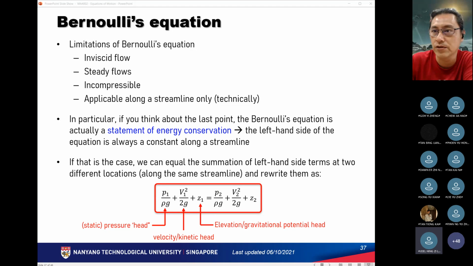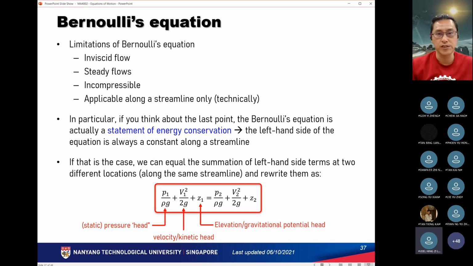Okay, I'm recording. So once again, welcome to the second lecture for MA4002 Fluid Dynamics. I believe this is where we last stopped. Correct me if I'm wrong. I think the last time we managed to derive Bernoulli's equation from first principles.